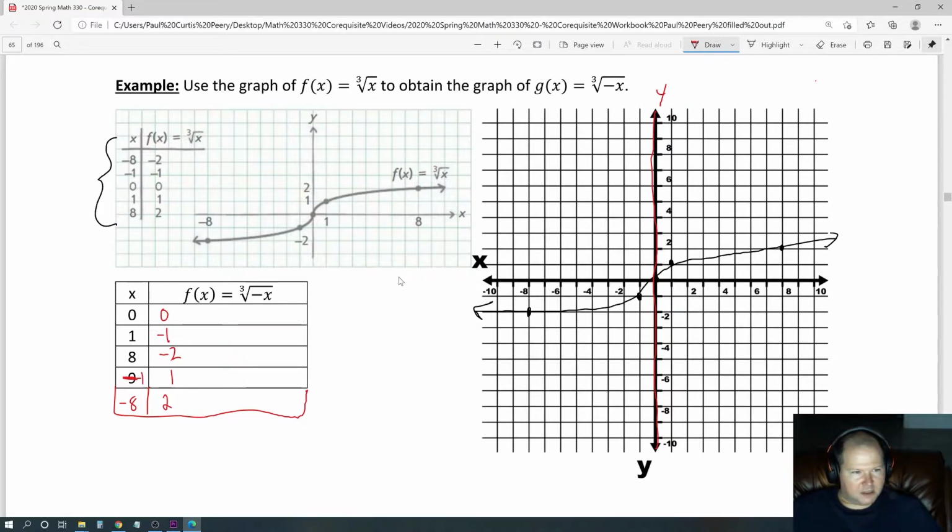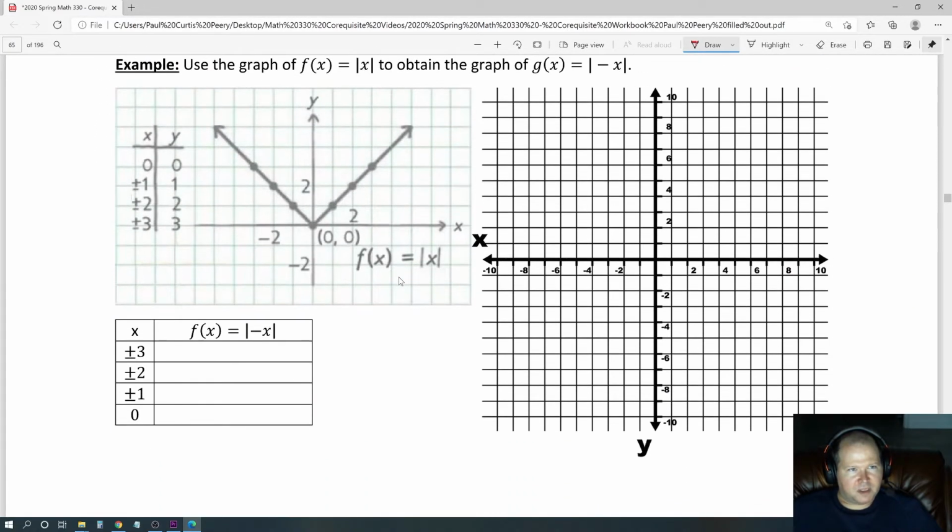So let's see if that worked. We have 0, 0, which is right here in the middle. We have 1, negative 1, which is down here. We have 8, negative 2, which is way over here. We have negative 1, positive 1, which is right here. We have negative 8, positive 2, which is right there. And sure enough, it did reflect it across the y-axis.